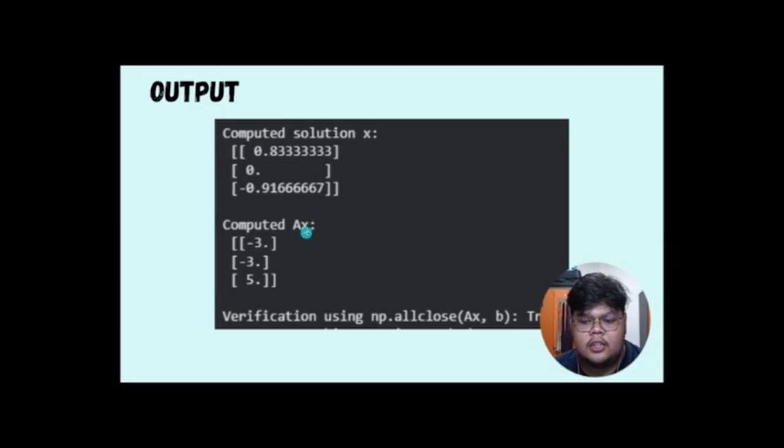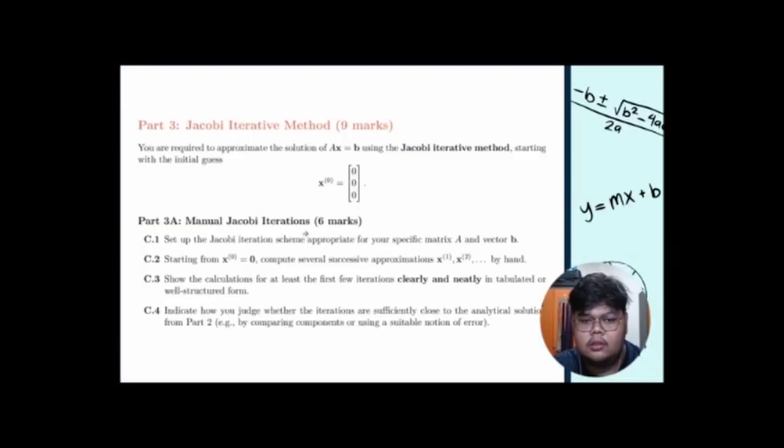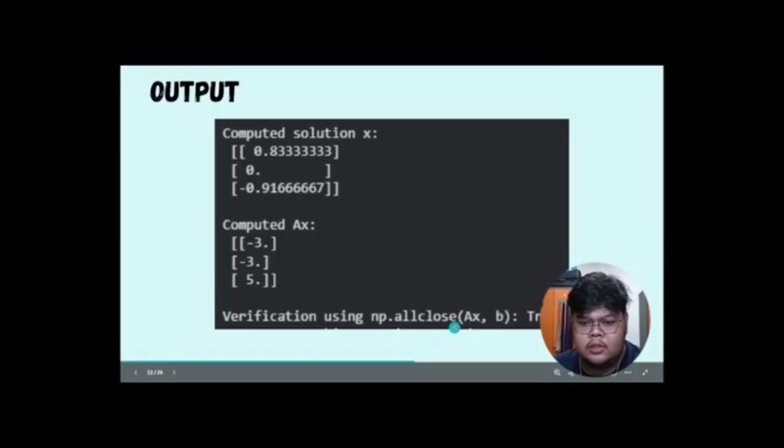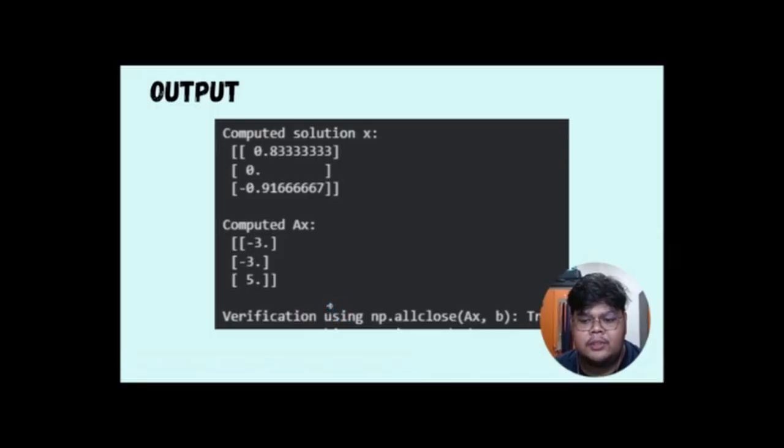As an additional numerical check, I use the function np.allclose(AX, B). The output is true, which confirms that AX and B are equal within numerical tolerance.